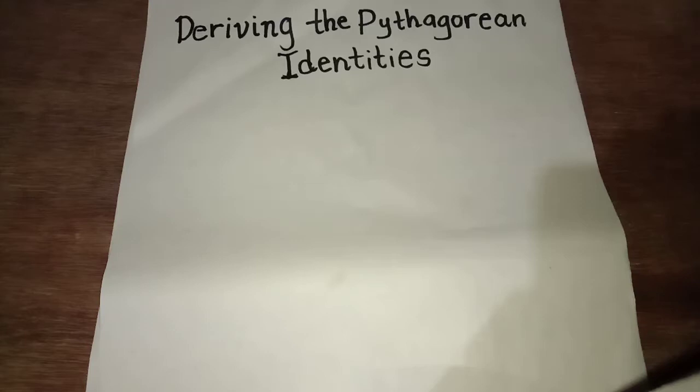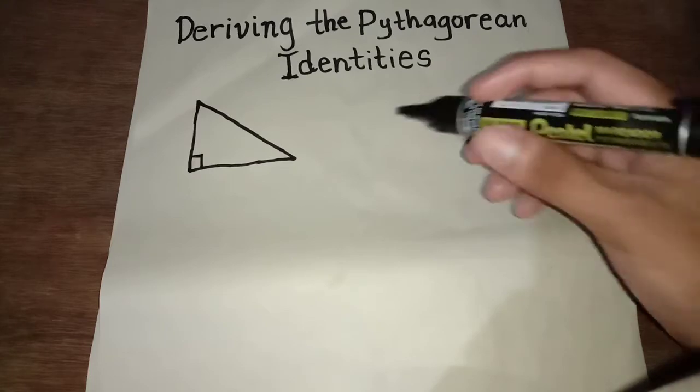So hello sa inyo. Today we're gonna be deriving the Pythagorean identities. We're already done with the Pythagorean theorem and the 6 trigonometric functions, which are the basic principles on solving right triangles. And today we're gonna be deriving the Pythagorean identities.